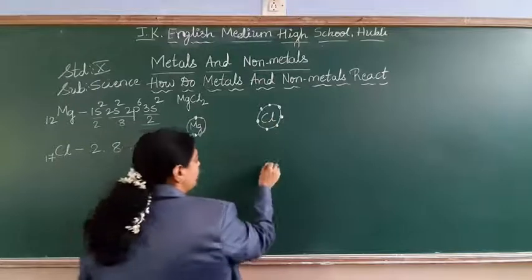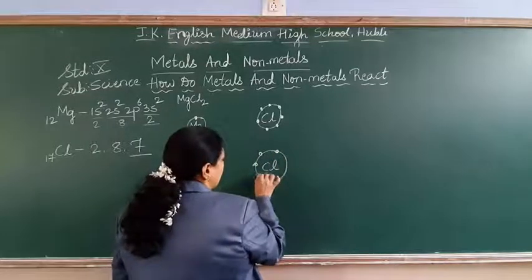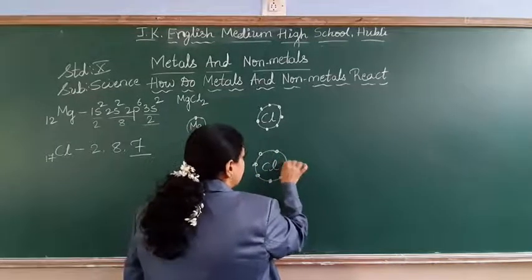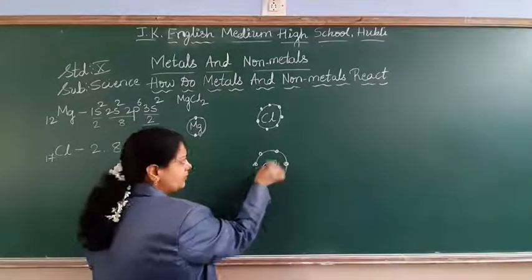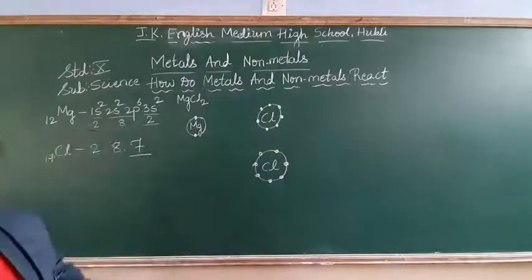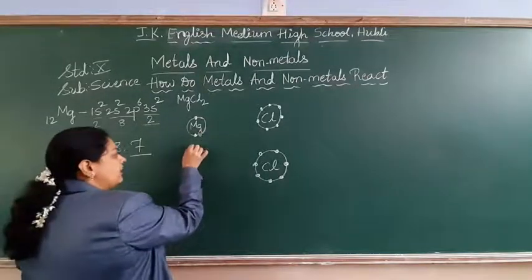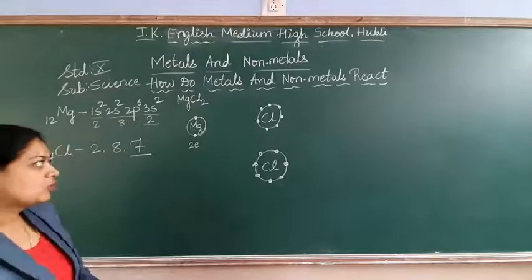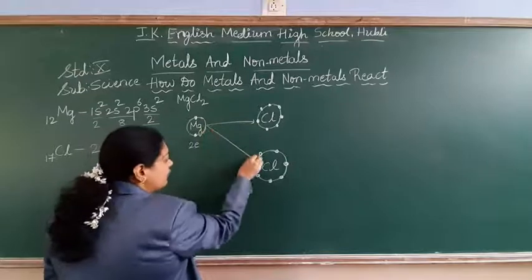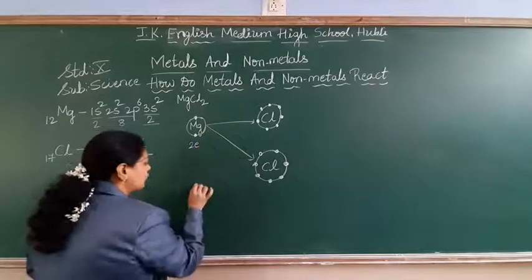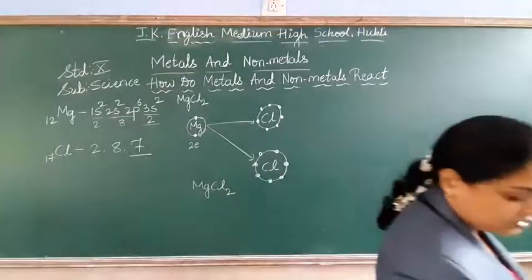This is one atom of chlorine. Let me draw one more. 1, 2, 3, 4, 5, 6 and 7. Correct? So this chlorine atom requires one electron to become stable, and even this requires one electron, students, to become stable. And in the magnesium, how many electrons are there? 2 electrons are there. So it will share one electron with this chlorine and one electron with this to become stable and form MgCl2. Right? Take down, students.